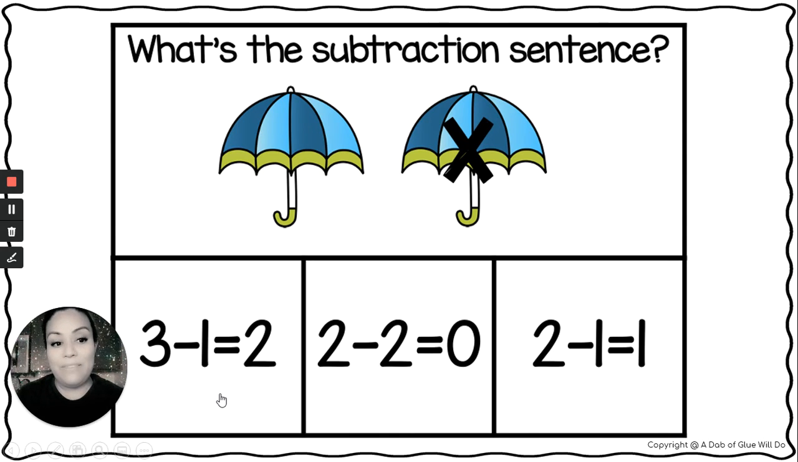No, it's not. We don't have 3. How about this one? It's not it because we did not take away 2. So is it this one? That's right. We had 2 umbrellas. We took away 1, and now we have 1 left. Amazing.